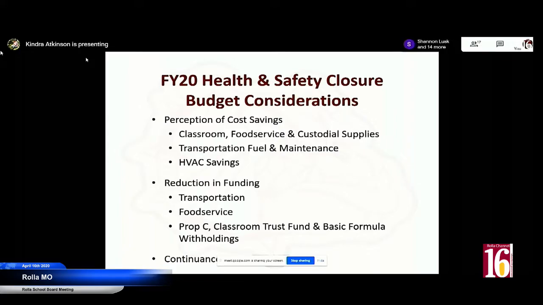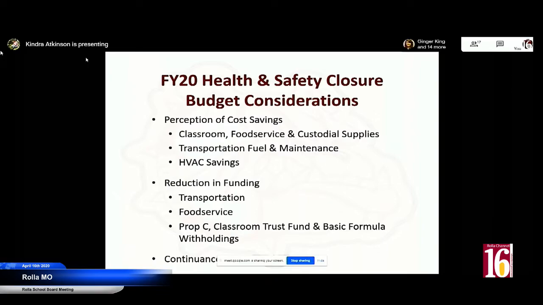Okay, so a few budget considerations for health and safety closure that we're experiencing right now. There's kind of a perception of cost savings due to we're not ordering food service, food supplies, custodial supplies, classroom supplies. Of course, not using so much in transportation and fuel. There's not as much maintenance happening. Hopefully, we're going to experience HVAC savings since the buildings are vacant, and I can only assume that the thermostats have been set accordingly. However, while all of those are kind of true statements that there might be some cost savings there, a majority of our supplies have already been ordered for the year, so there's that.